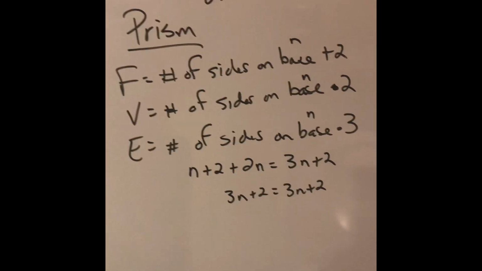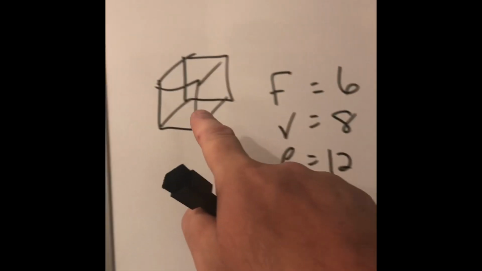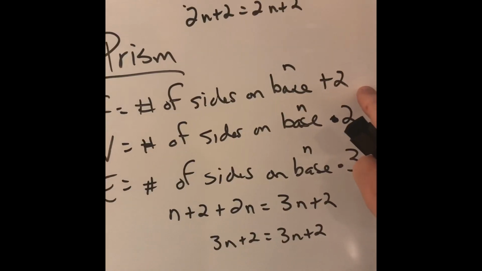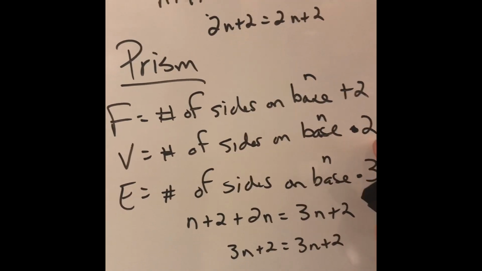But what happens if we go over here and instead of counting, we just use these instead. So I have a prism. The number of sides on my base, it was a rectangular prism, so there's 4 sides. So that's 4 plus 2. How much is 4 plus 2? 6.